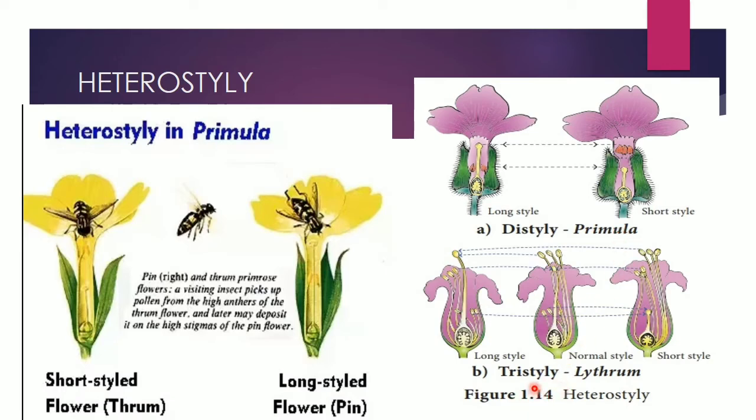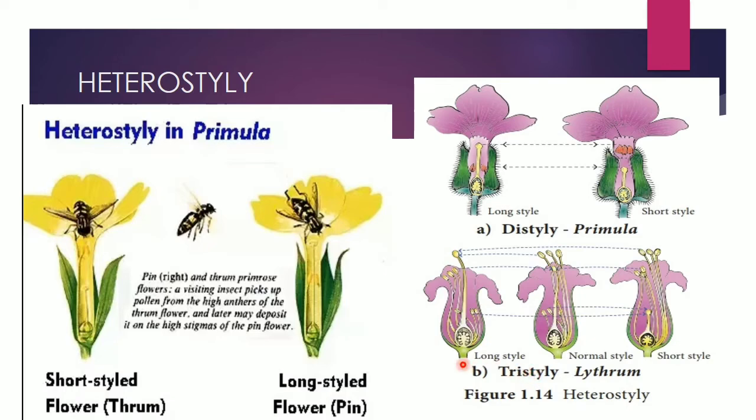Then tri-style, example Lythrum. Here a long style is there, you can see the long style and then the stigma over here. Then a normal style, meaning an average height, and stigma over here. And then a short style. Here you can see a very short style and stigma over here. So 3 different styles, then it is tri-style. If there are 2 different types of style in the same species, then it is distyle. In Primula distyle is there, and in Lythrum tri-style is there.